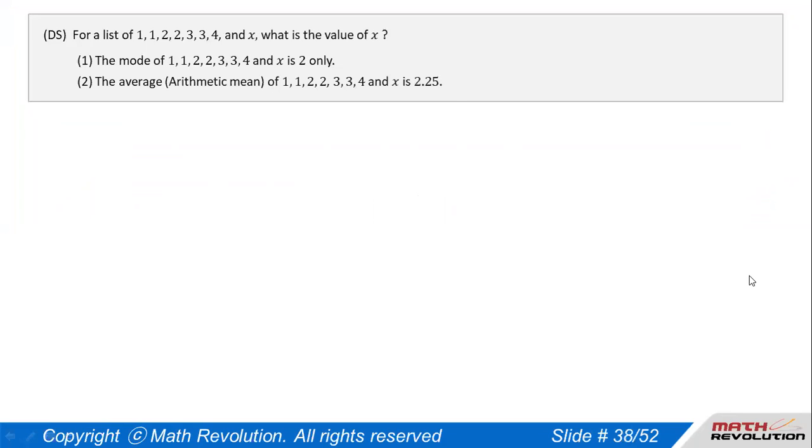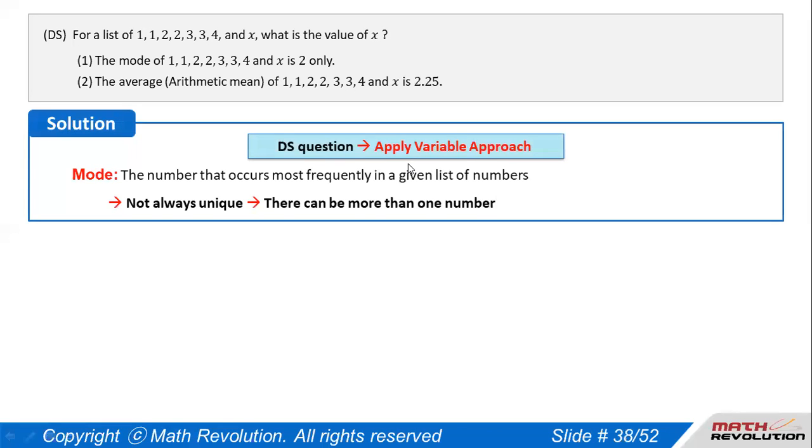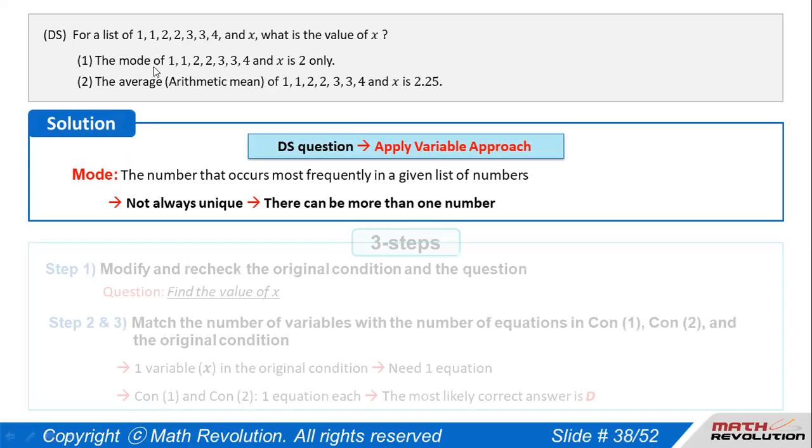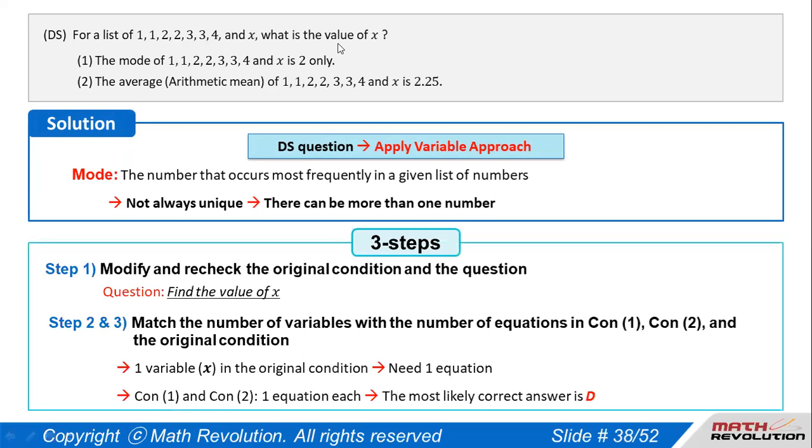Now, this is a question which is DS based with an unknown value or variable, which is X. Now, understand, I'll again solve the same question by the variable approach. For a list of 1, 1, 2, 2, 3, 3, 4, and X, what is the value of X? Now, understand, it's a mode based question. If you cannot tell whether it's a mode based question, you can see the numbers are repeating. Secondly, they have already given the word mode in the first condition. So we need to find the value of X. We are just dealing with one variable here, which is X.